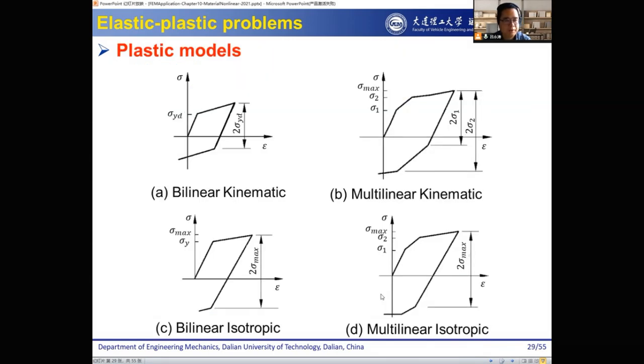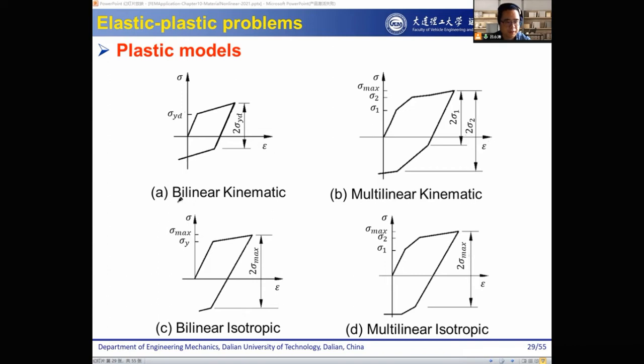Next we have the plastic model. When the material goes into the plastic stage, we have to use a plastic model to describe the plastic behavior of the material. We have many different plastic models, and in an FE analysis, you have to decide by yourself which one you use, and you have to check the book or the relevant material to decide this. Here we just introduce different plastic models.